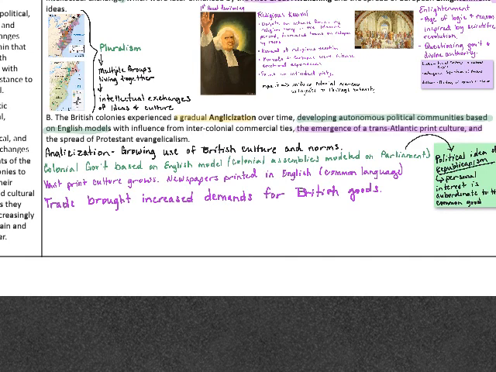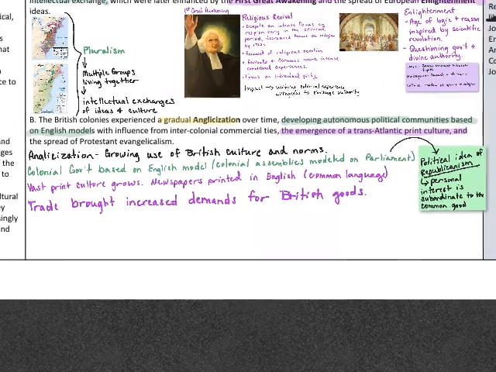So again, Anglicization is the growing use of British culture and norms, and then the colonial governments are based on the English model. So for example, the colonial assemblies are modeled on Parliament, the British Parliament, like the House of Burgesses, the legislative assemblies in the mid-Atlantic colonies.